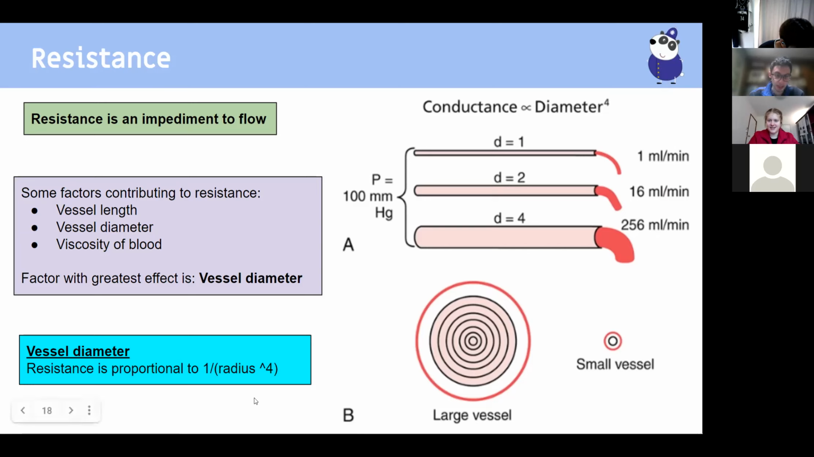As Katja said, the formula is really important. And what she means by formula is that resistance is proportional to 1 on radius to the 4. So if you double the diameter, you increase the flow by a power of 4.